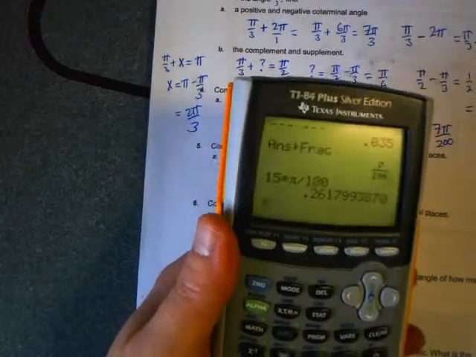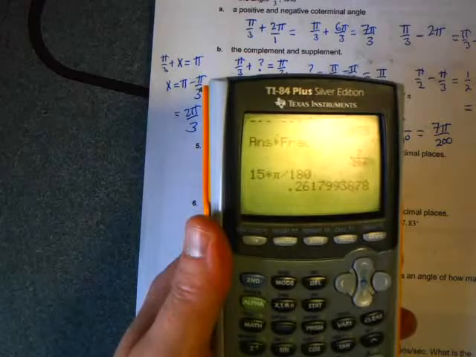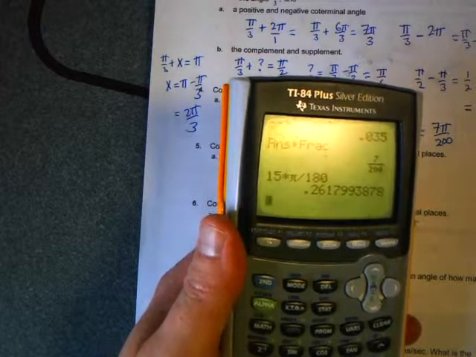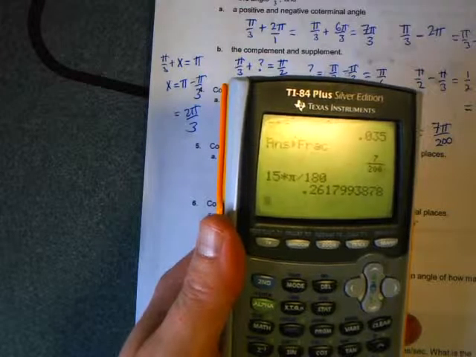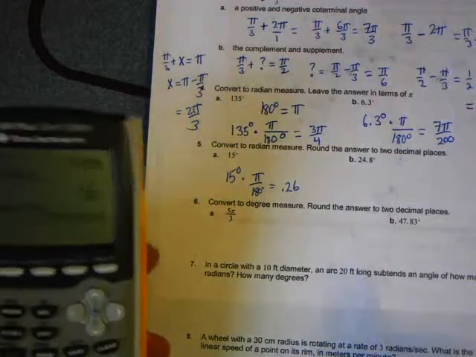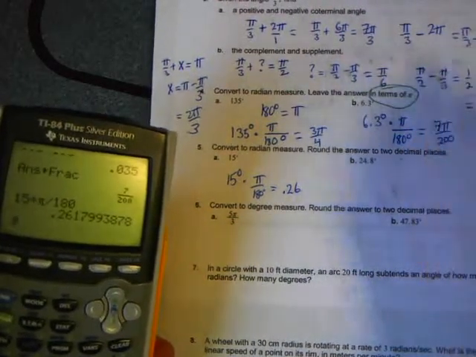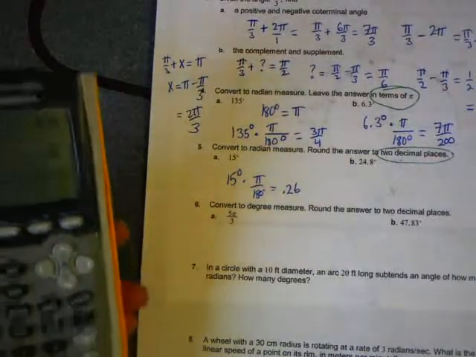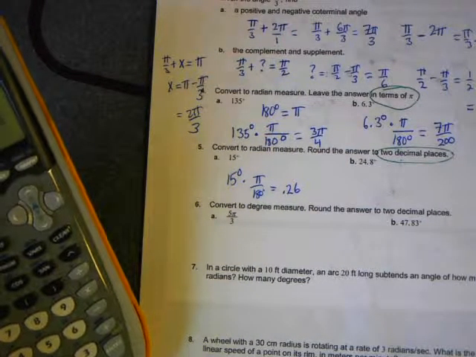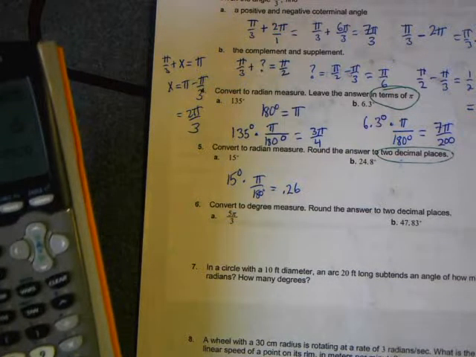Nope, because this time it said round your answer to 2 decimal places. So notice I have the pi in my typing. So that's all I do this time. No, in terms of pi. Right, notice the difference in directions. This one up here said in terms of pi. This one says round it to 2 decimal places. So watch your directions carefully. All right, I'm going to skip part B there because that's pretty much the same thing.